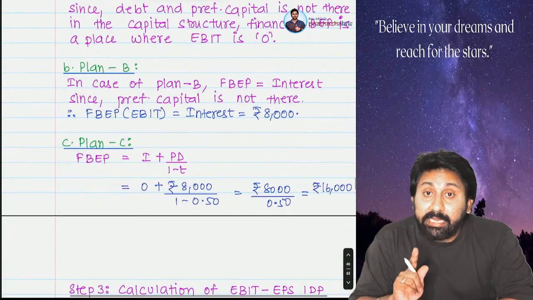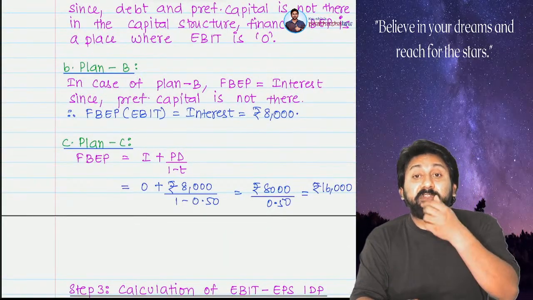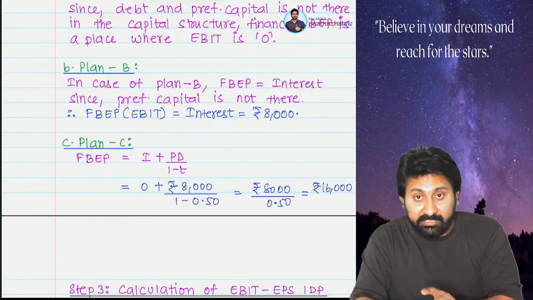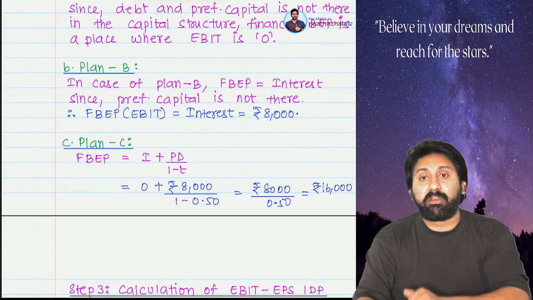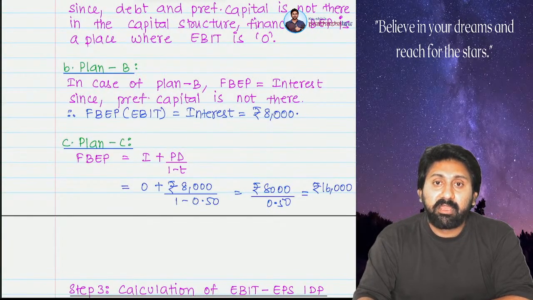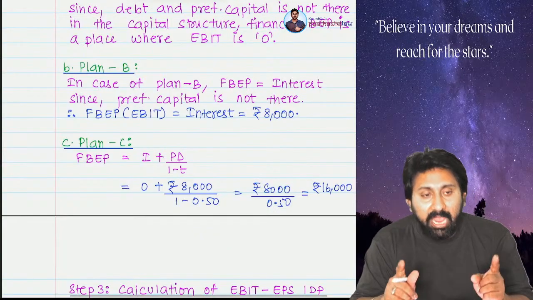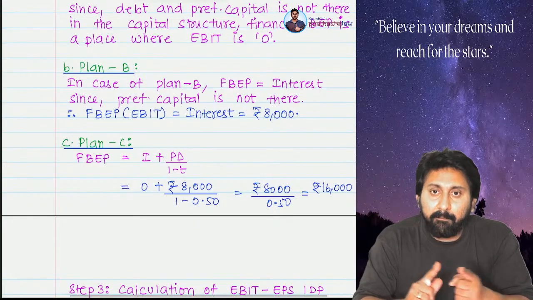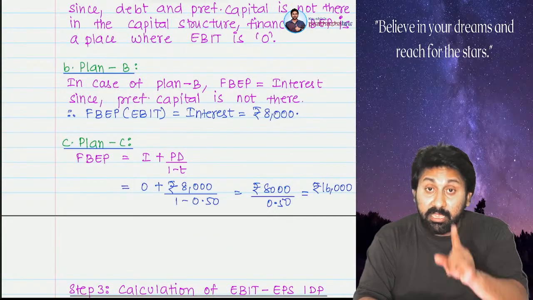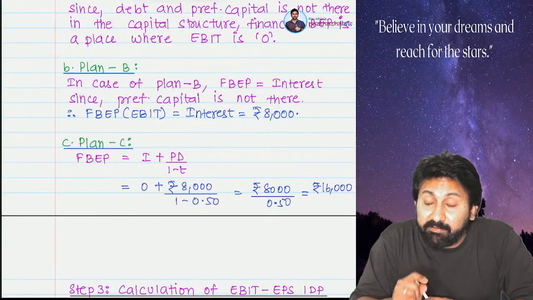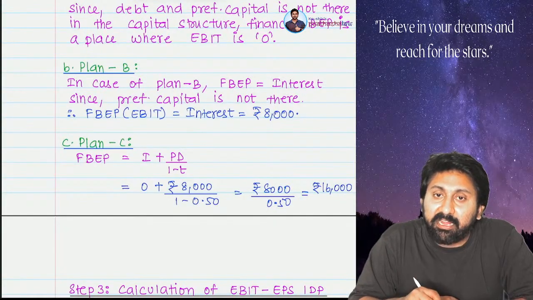But the debt-preference indifference point cannot be calculated because equity is not involved. If you take only debt and preference, the comparison itself will become wrong. I will tell you the reason. EPS will be calculated. EPS is calculated for whom?